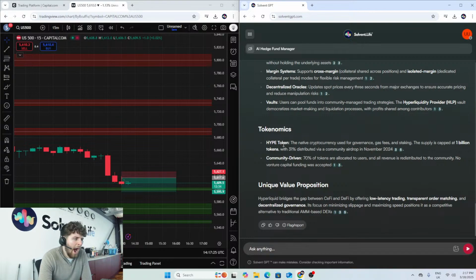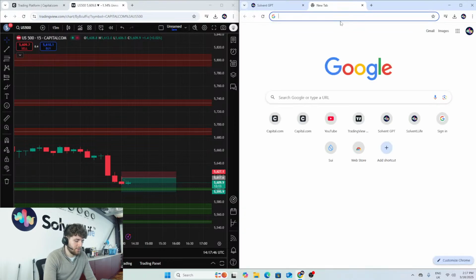Okay. And then finally, we have the HYPE token itself. So it's the native cryptocurrency used for the governance, gas fees, and staking. It's capped at 1 billion tokens, with 31% distributed via a community airdrop in November 2024. So let's take a look at Hyperliquid's website, perhaps.